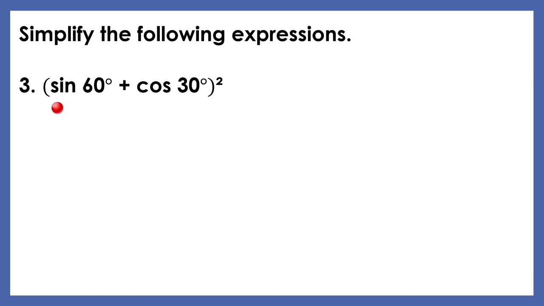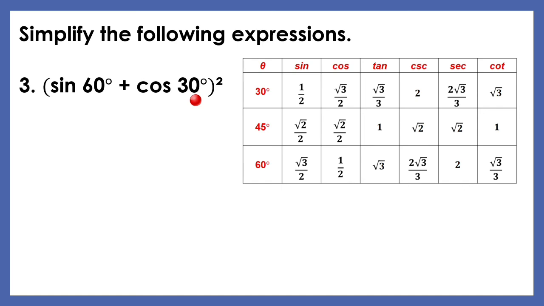Let's proceed to example 3. We have the square of the sum of sine 60 degrees and cosine 30 degrees. So, kunin muna natin yung value ng sine 60 degrees and cosine 30 degrees dito sa ating table. Sine 60 degrees is square root of 3 over 2. Cosine 30 degrees is square root of 3 over 2. So, parehas lang yung dalawang ratio. So, we have the square of square root of 3 over 2 plus square root of 3 over 2.